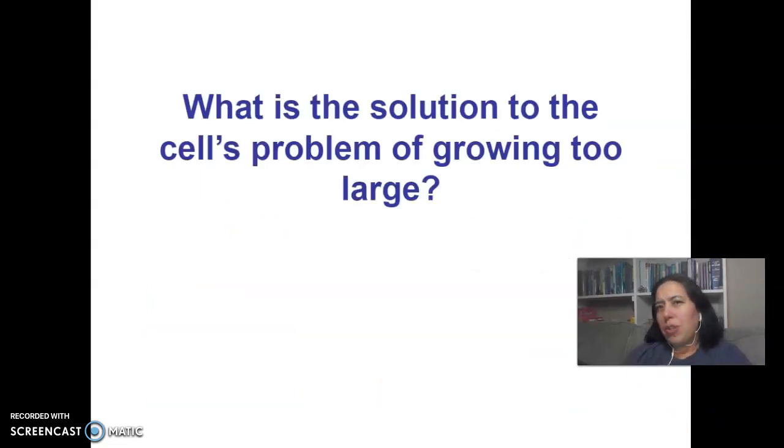So what solution does a cell have to this information issue with the DNA and all those other transport issues? Well, that brings us to our second topic of the day, cell division.